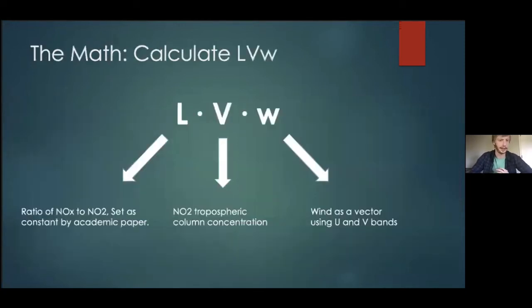So the math that I used, I think, can be broken down into this equation, L V W. L being the ratio of nitrogen dioxide to the other oxides of nitrogen, V being the tropospheric column concentration, essentially what we're pulling from the TROPOMI data set, as well as W being the wind, and we're using that as a vector to move this TROPOMI data set.